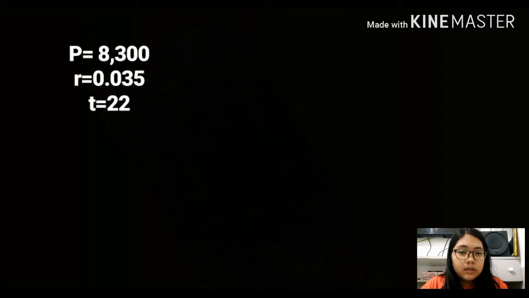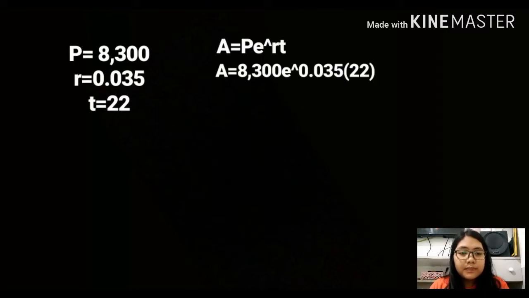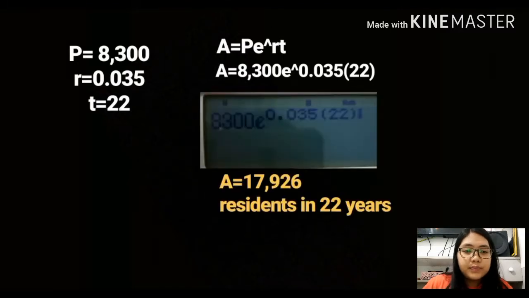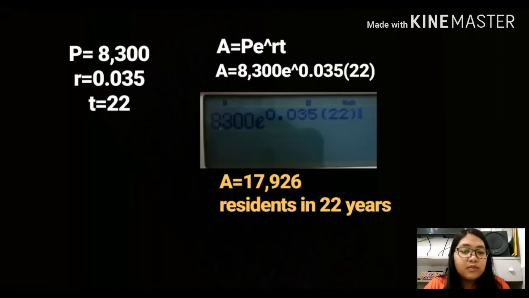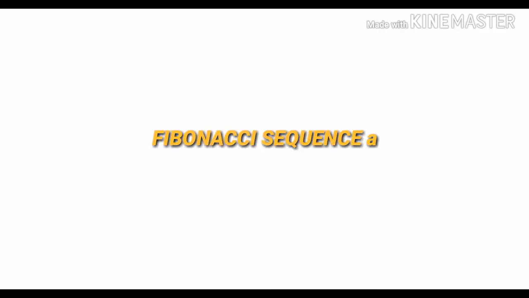Next, just substitute the values. P is 8,300 times e, which is the constant, raised to 0.035 times 22. Then the next thing you have to do is to input that on your calculator like this, and you'll get 17,926. That means there will be 17,926 residents in the town of Greenville in 22 years.